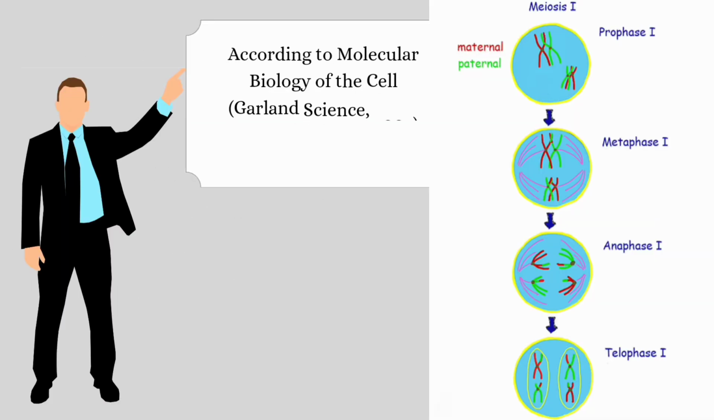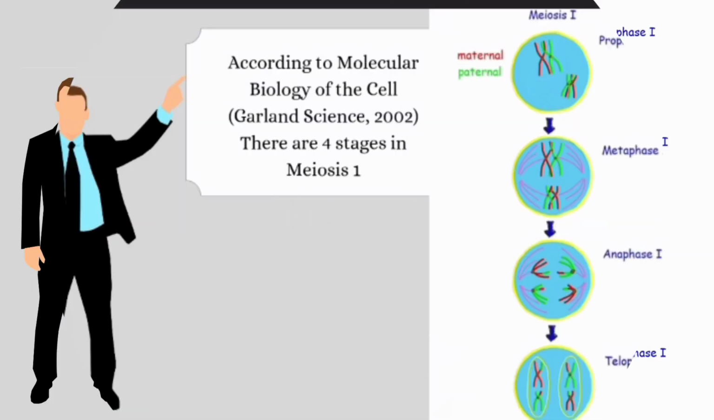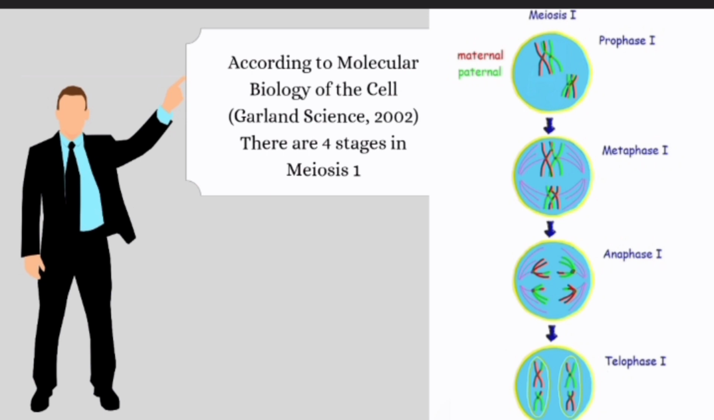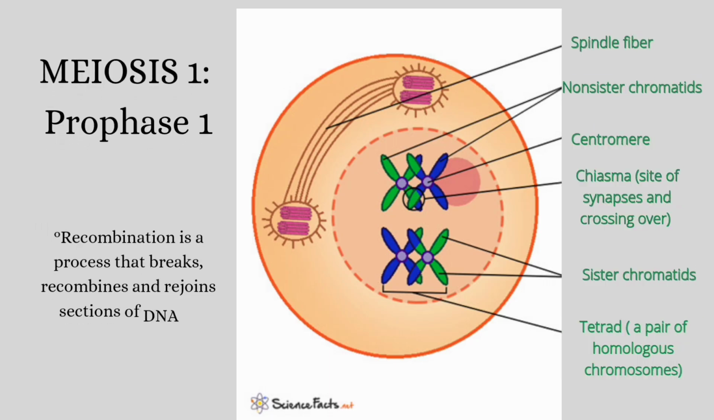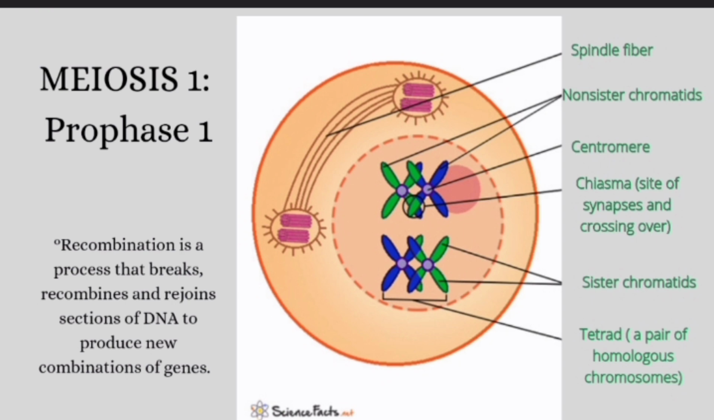According to Molecular Biology of the Cell, Garland Science 2002, there are 4 stages in Meiosis I: prophase I, metaphase I, anaphase I, and lastly telophase I. First, let's discuss prophase I.